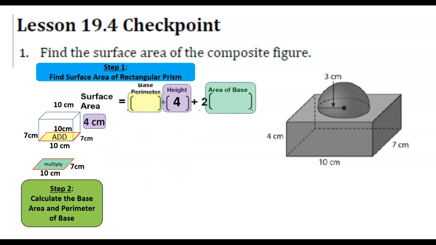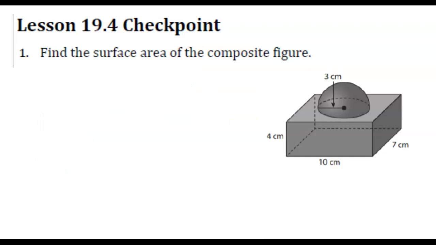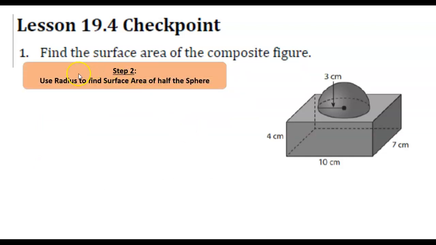Hopefully you did that. The height would be 4. If I add up 10 plus 10 plus 7 and 7, it's 34. And if I multiply 7 times 10, that would be 70. Take a moment and work this out. And unpause. Hopefully you got the following numbers. You added those together and received that. So you found the surface area of the box. Good job. Now we have to find the surface area of our half sphere.